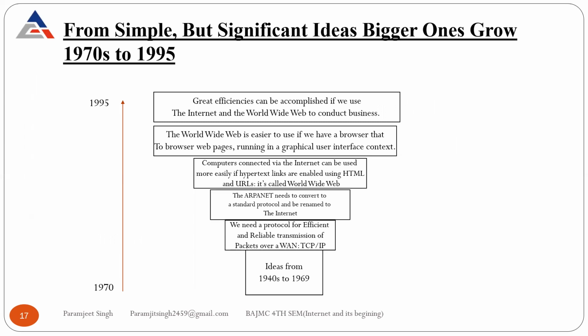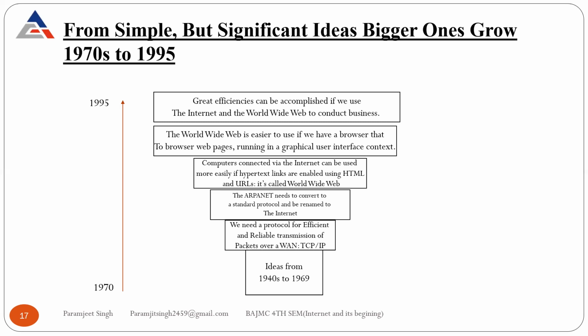So from the 1970s to 1995. At that point of time, with the ideas we had already developed in the 1940s to 1969, we could communicate with each other. But after the invention of TCP on a WAN with the help of packets, we are also able to transfer files over the networks. And after that, ARPANET needed to convert to a standard protocol and be renamed the internet. So today we call it the internet, but in the 1970s, we called it ARPANET.